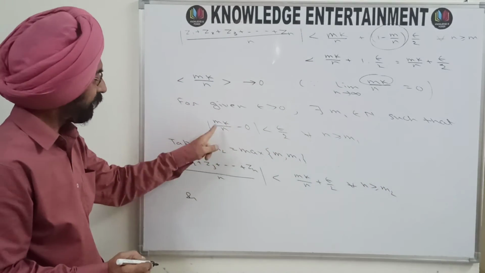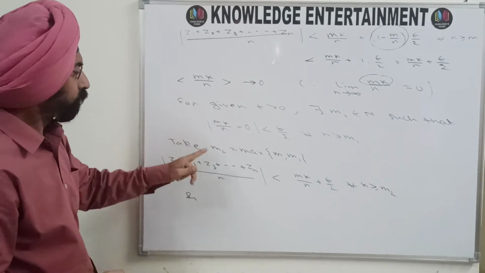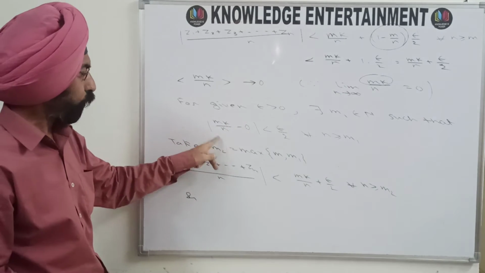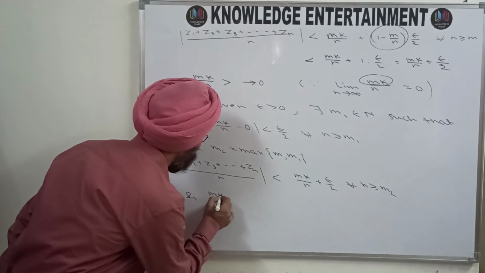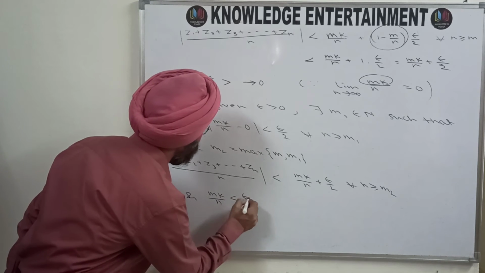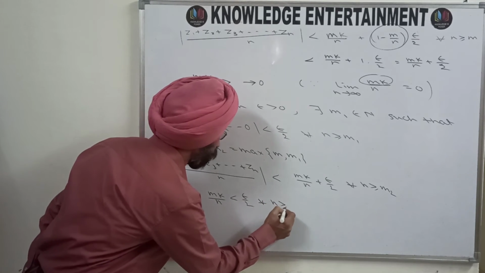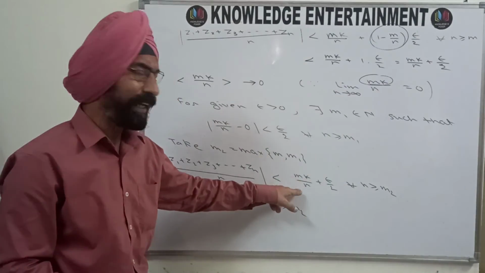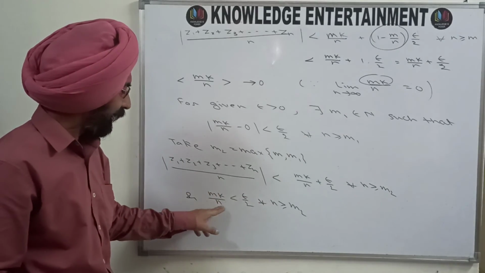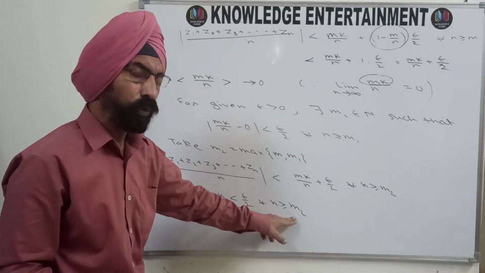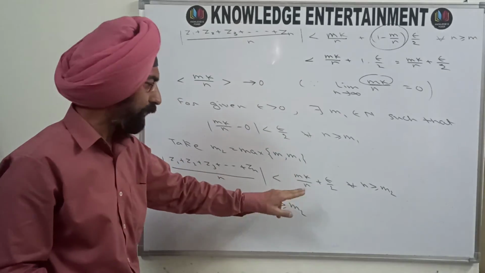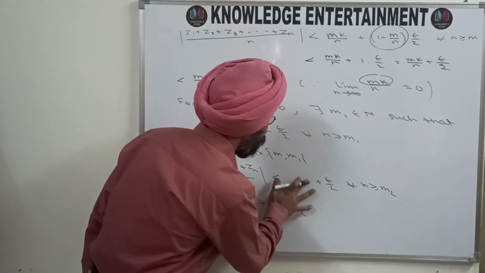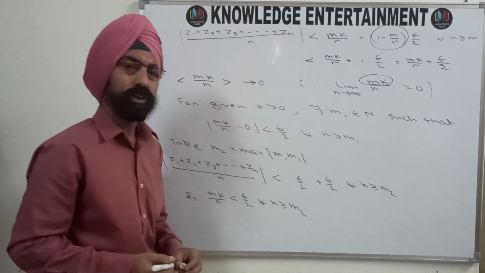and this is your mk by n minus 0 mod. M is positive, k is positive, n is a natural number, so it is also positive. So you can write it as mk by n is less than epsilon by 2 for every n greater than or equal to m2. And apply this result over here. Mk by n is less than epsilon by 2 for every n greater than or equal to m2. And here you are having mk by n. So this mk by n, since n is greater than or equal to m2, is also less than epsilon by 2.